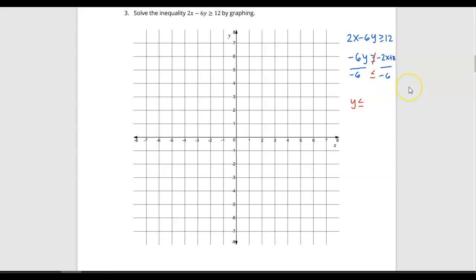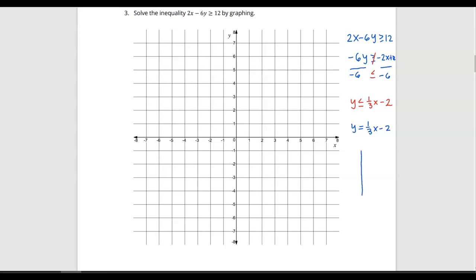negative 6. So we have negative 2 divided by negative 6, that is 1/3, so you have 1/3 x. And then 12 divided by negative 6 is negative 2. So now you have the inequality y less than or equal to 1/3 x minus 2. Then the next step is to graph the line y equals 1/3 x minus 2.